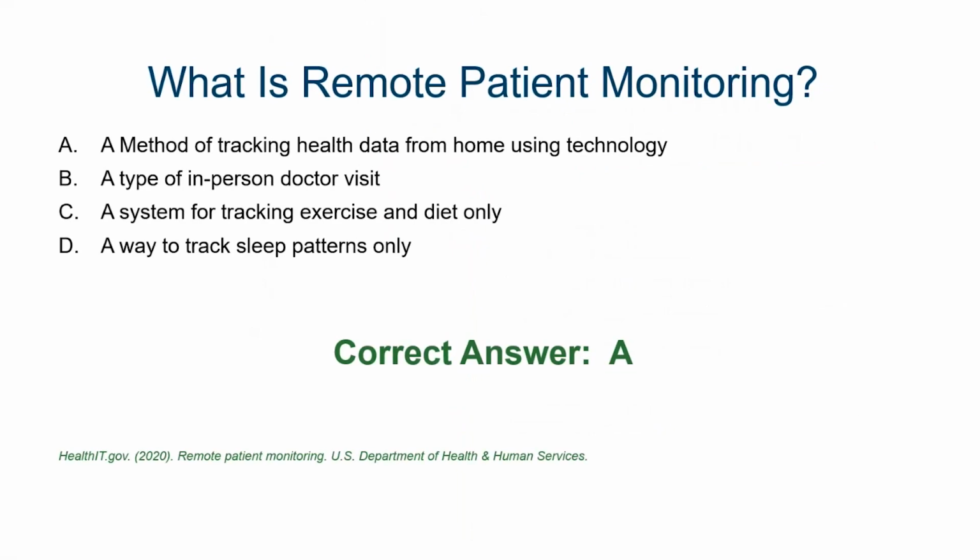Correct answer is A, a method of tracking health data from home, allowing providers to remotely monitor patients. Unlike traditional in-person visits, RPM, also known as remote physiological monitoring, enables continuous patient health data to be collected remotely. This provides a more comprehensive view of a patient's health and is used in monitoring and assessing chronic conditions.